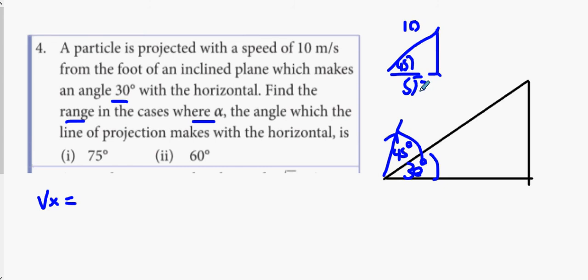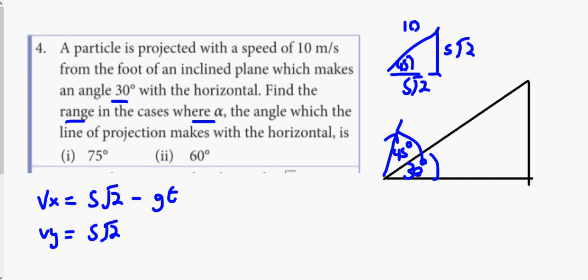Now we're going to go for Vx, which is going to be 5 root 2 minus gt. Let's just leave g as g for the time being. Okay, Vy, which is also 5 root 2. Actually, wait a minute, not gt. I digress. I haven't done the gravity triangle yet, have I? So I need to do that gravity triangle really quickly.